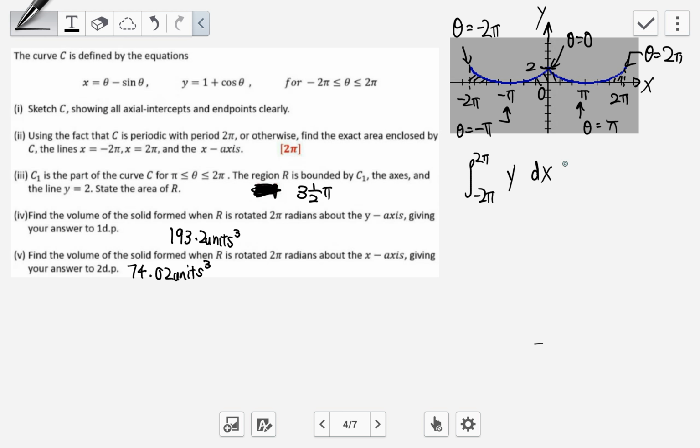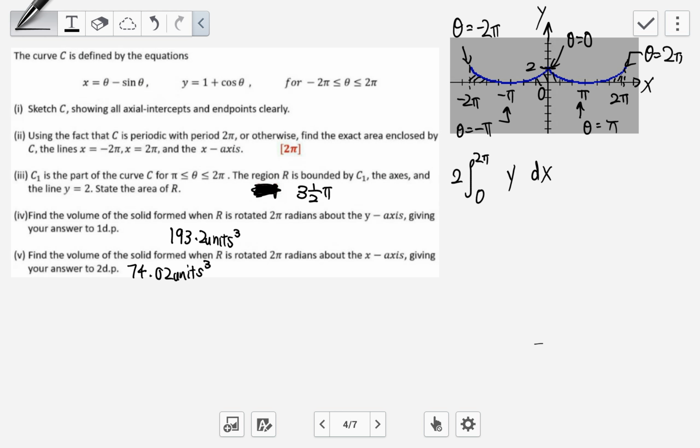But this is difficult to integrate. Even if you change it to the Cartesian equation and then integrate, it is quite difficult. So we use the parametric method. That means changing everything to integrate with respect to d theta. I know that this part is symmetric. So instead of integrating from minus 2 pi to 2 pi, I could make it neater. So I integrate from 0 to 2 pi and then multiply by 2. Okay, this is the method.